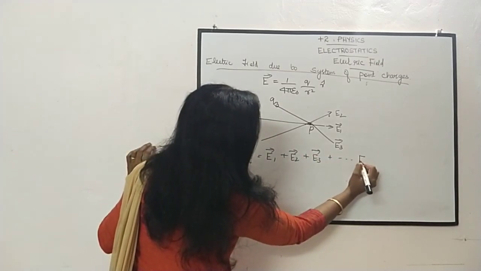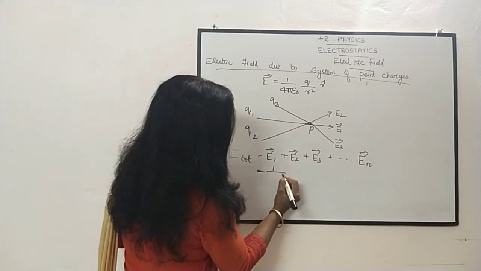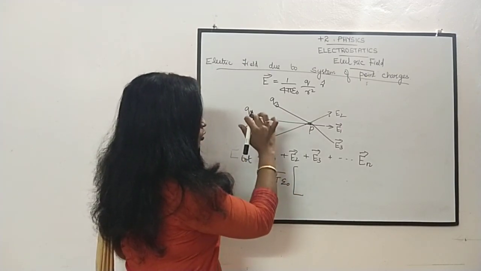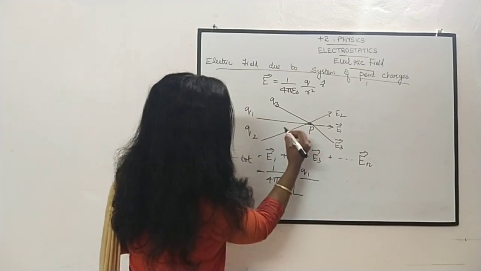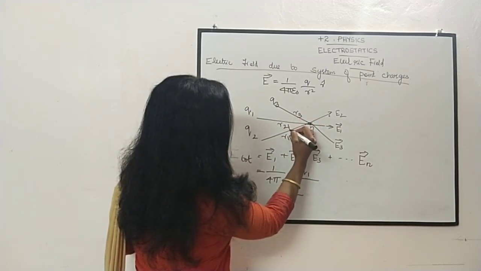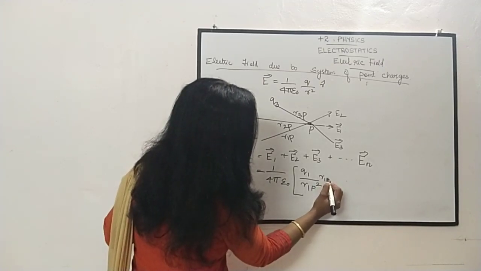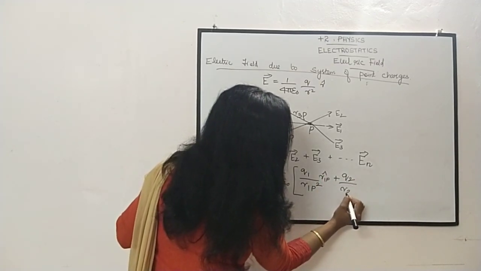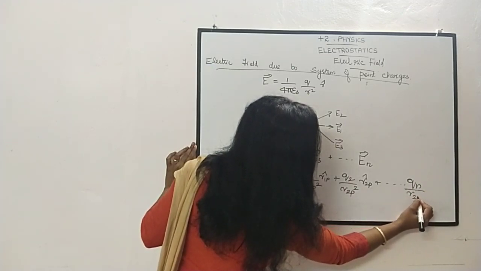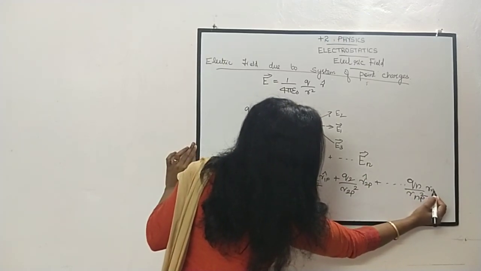If there are n number of charges, it will be up to En. So the total electric field is 1 by 4 pi epsilon naught times: E1 means the electric field due to Q1, that is Q1 by R1P square into R1P cap, plus Q2 by R2P square into R2P cap, and so on up to Qn by RnP square into RnP cap.